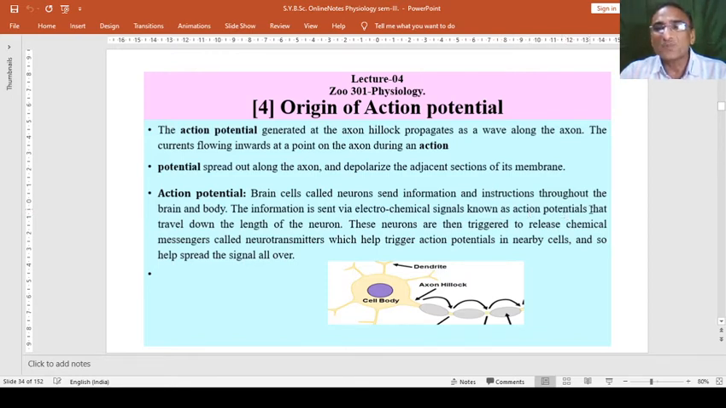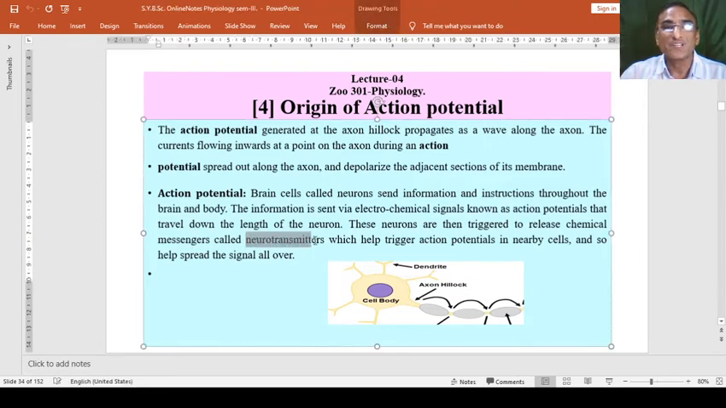That action potential travels down the complete length of the neuron. These neurons are then triggered or stimulated to release chemical messengers called neurotransmitters. Neurotransmitters are the chemicals which are transmitted across the cleft and facilitate the movement of the message or signal. And this neurotransmitter helps to trigger the action potential.